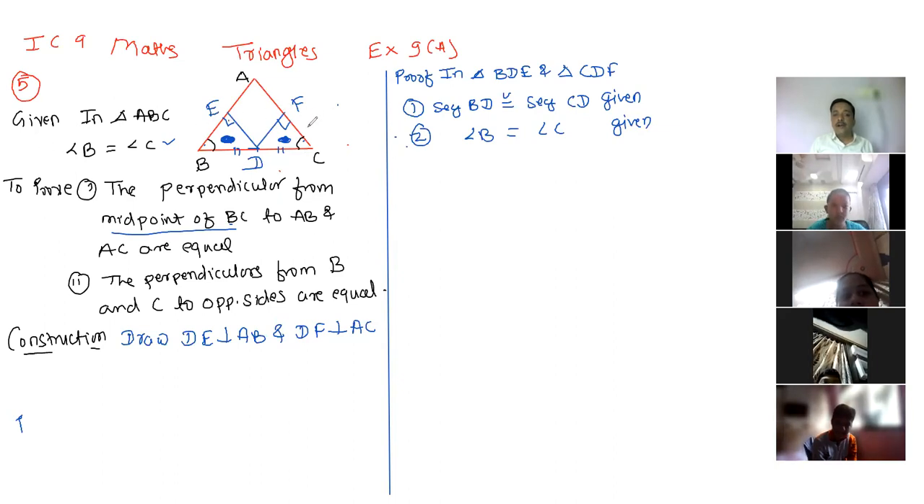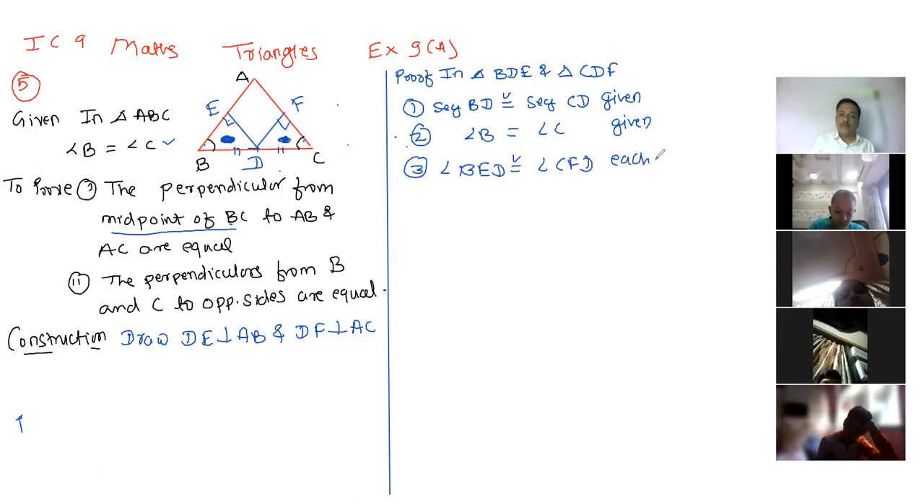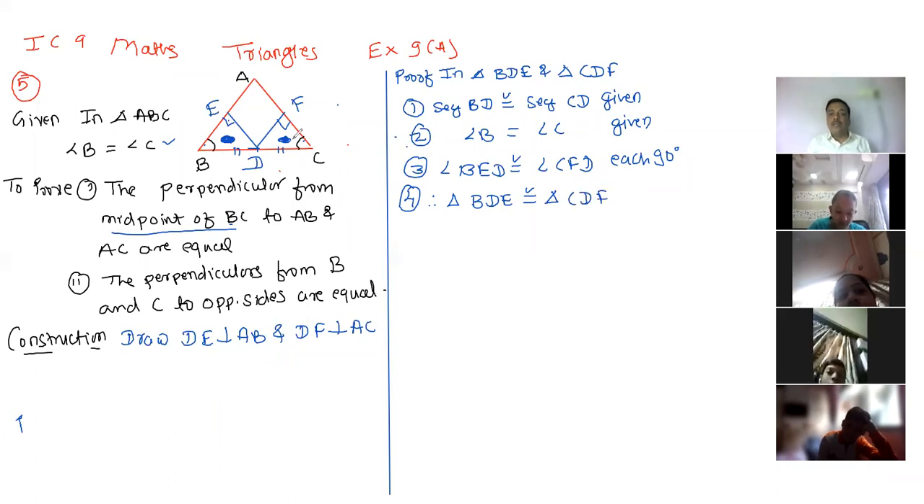And one more part is 90 degrees. Do you see the 90 degrees? That is by construction. Angle BED congruent to angle CFD, each 90 degrees. So which test is it? Therefore triangle BDE congruent to triangle CDF, by angle, angle, side test.